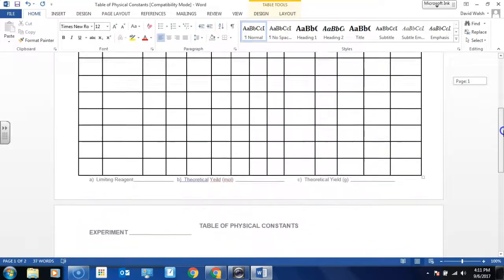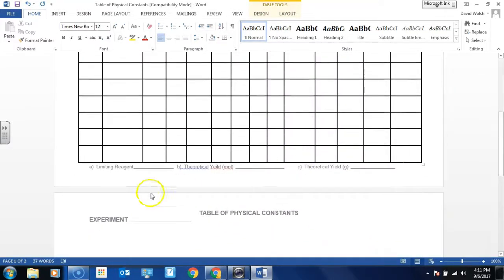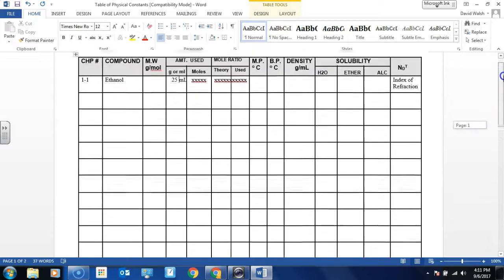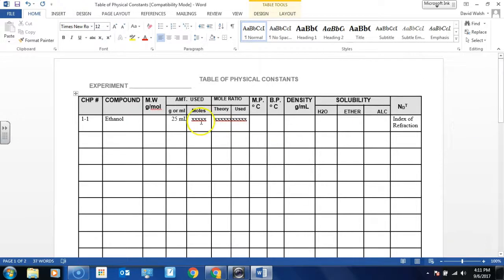And I will tell you that also at the bottom, later on, there are some things that you need to fill out, starting with experiment 3, where we worry about mole ratios and what's the limiting reactant and things like that. But again, more on that when we get to that specific lab.